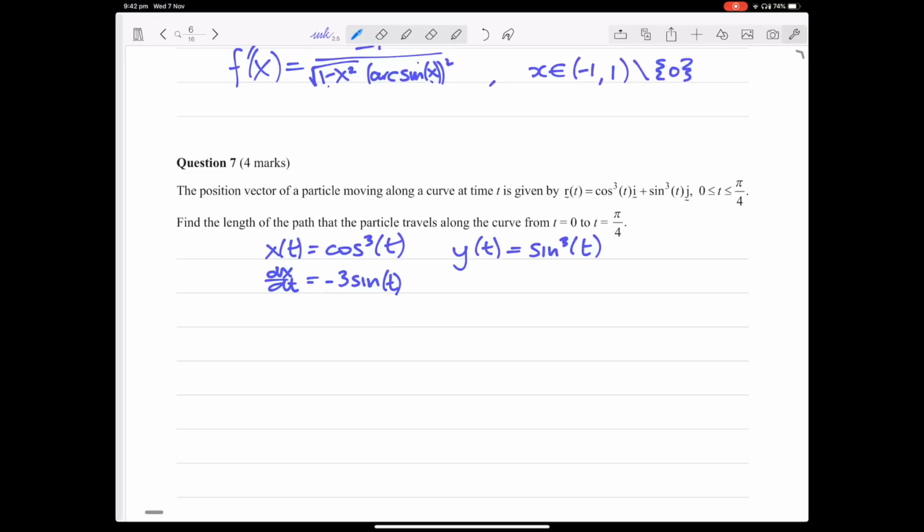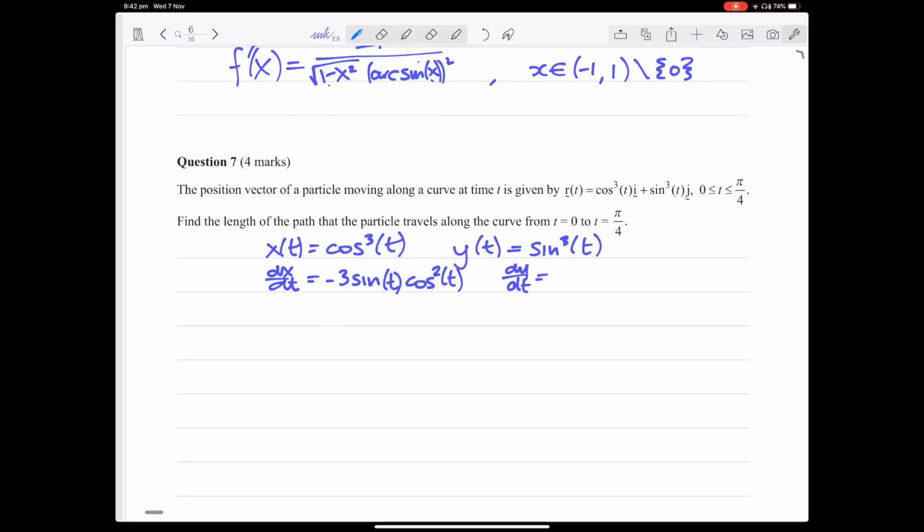When I derive cos, I get sine, and then cos squared t. dy dt. It's not a t, that's an x. dy dt. When I derive that, I'm going to get 3 cos t sine squared t. Now we know we're going to have to square them and add them together.